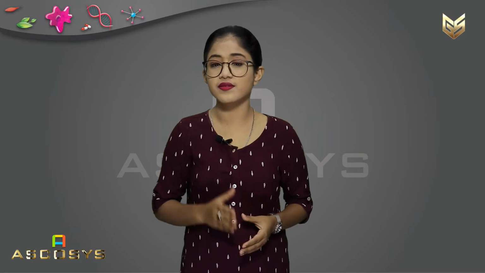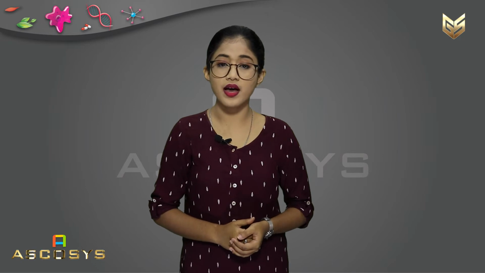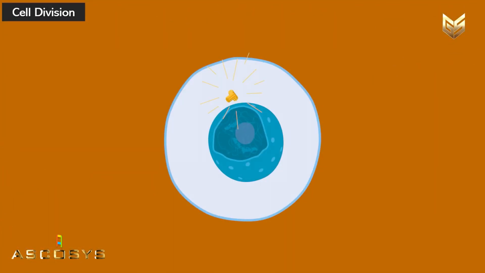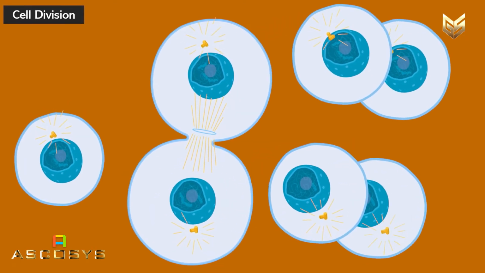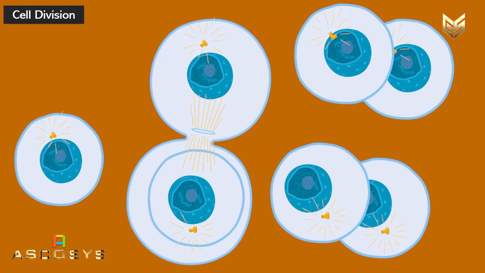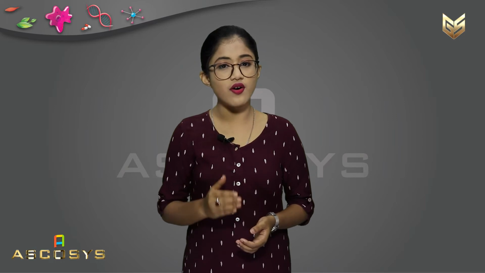Now how does a multicellular organism form? They are formed by a cell dividing, which means a cell divides and forms two cells, and then those two cells further divide. So in this way multiple cells form an organism. Such organisms we call multicellular organisms.